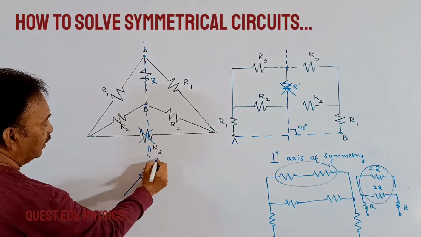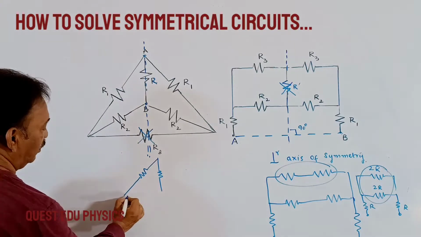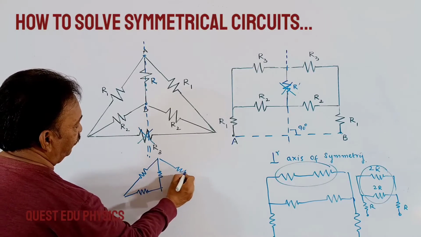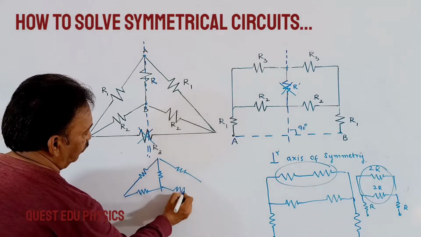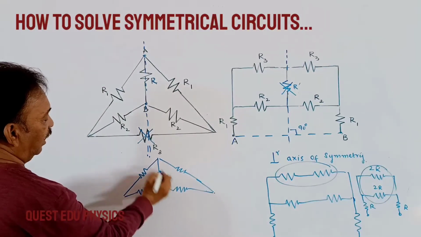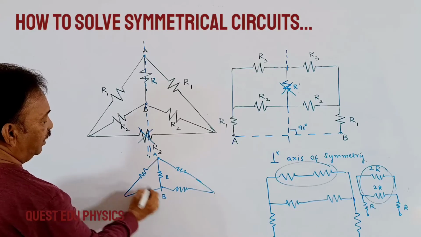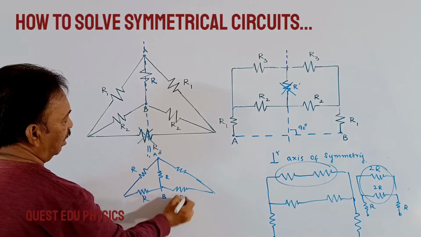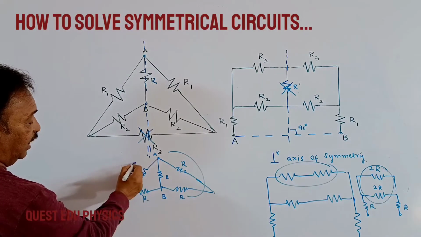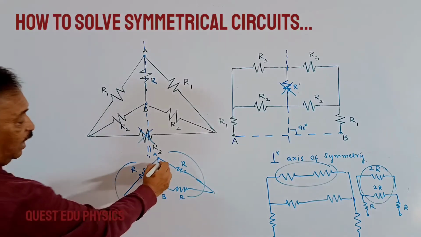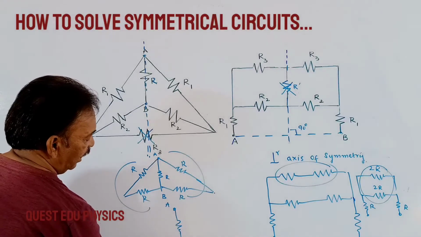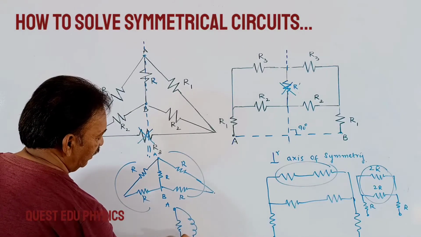Okay, I'm redrawing this. Okay, students, see this. It is R, this is point A, and this is point B, and these are R, R, R, R. These two are in series, and we will get an effective resistance. And again, these two are in series, and it turns into a single resistor.